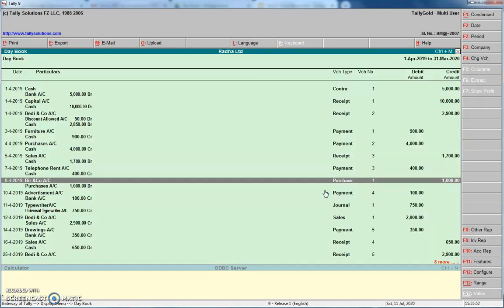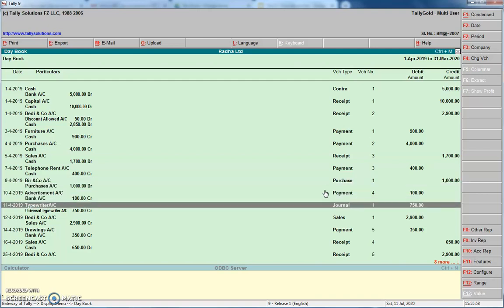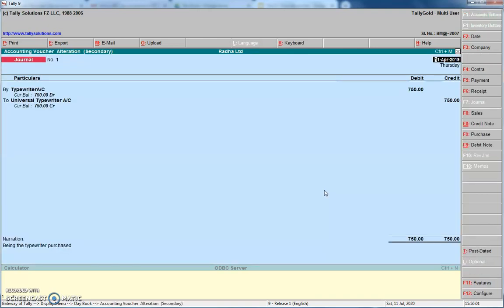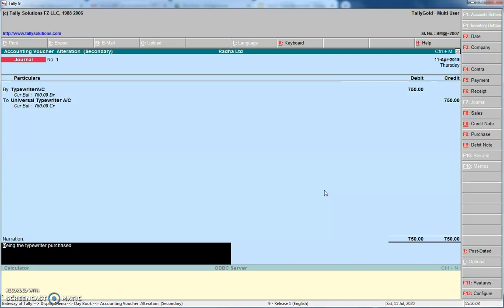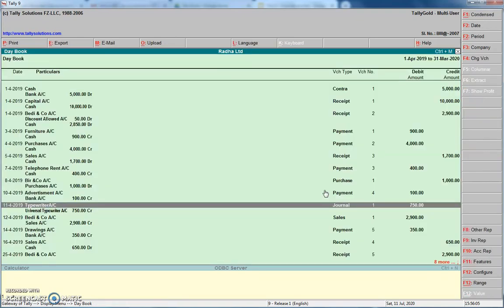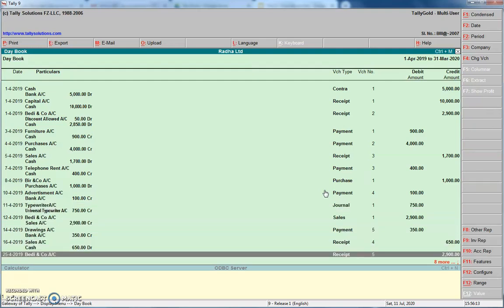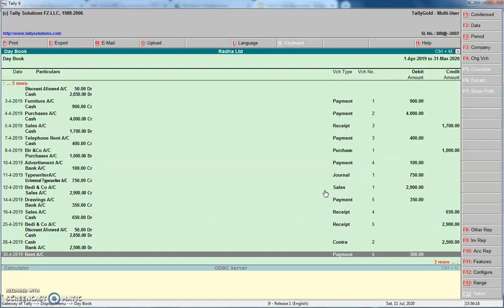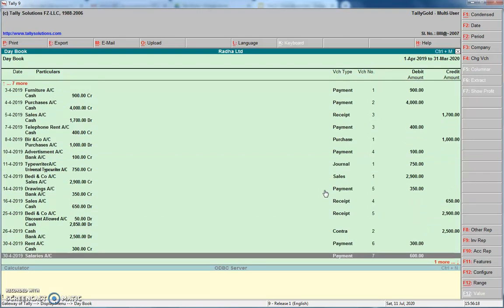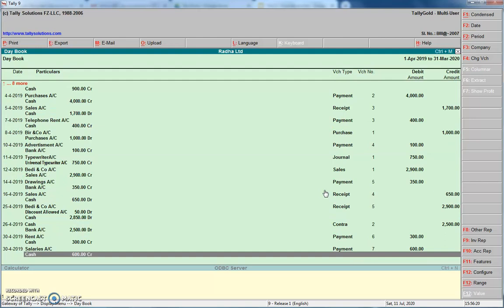Next, bought typewriter from Universal Typewriter for 750. This must be entered in the journal proper. This is the transaction. We have to give the acceptance. In the same way, we have to enter all the transactions. I have entered all the transactions up to the date 30th. Just to show, I have kept one transaction balance.